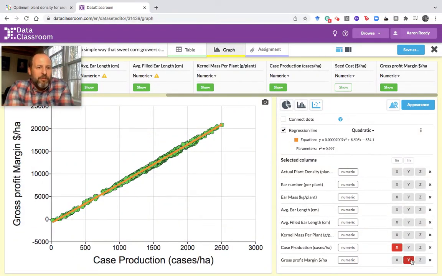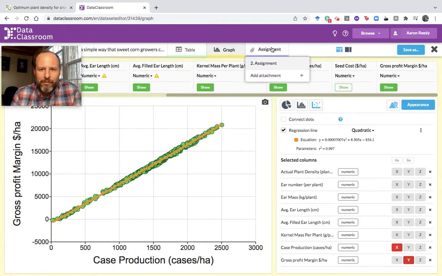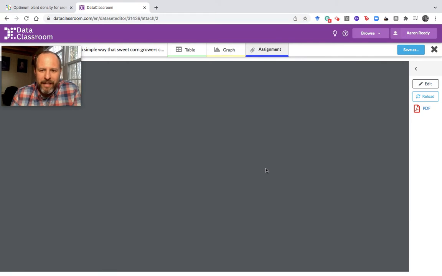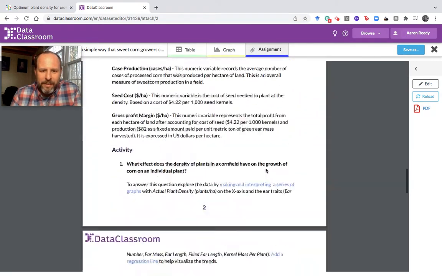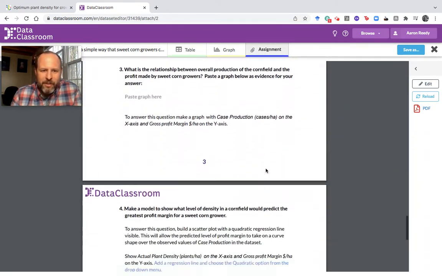And so for that question of what is the relationship between production of the field and profit margin, well, you can see it's almost a perfect correlation. The more corn that's produced per hectare, the more profit per hectare, and that has an R-squared value of 0.997. So this is almost a perfect correlation. I'm going to pop back over to the assignment again and look at the next question.